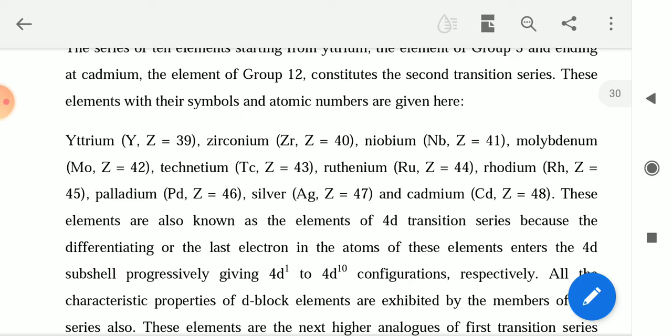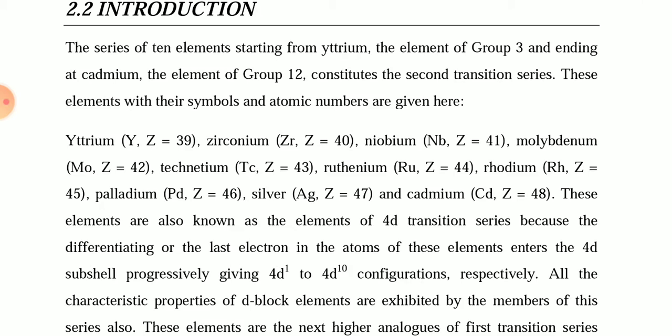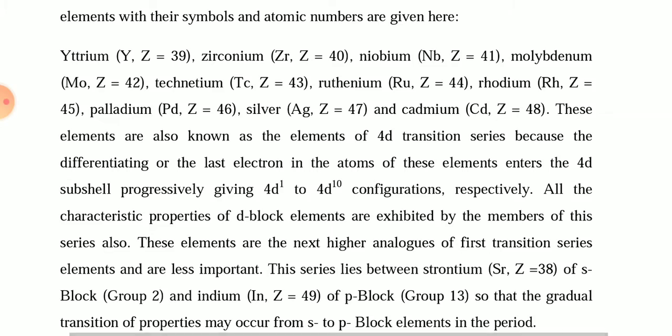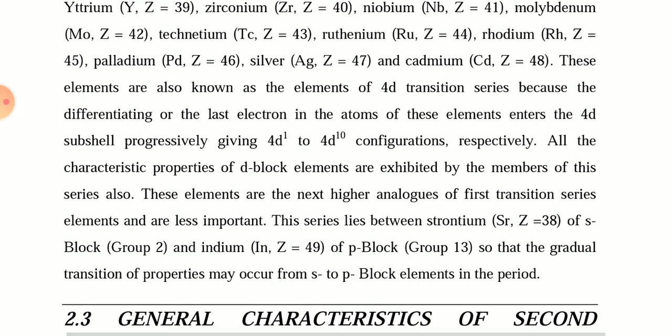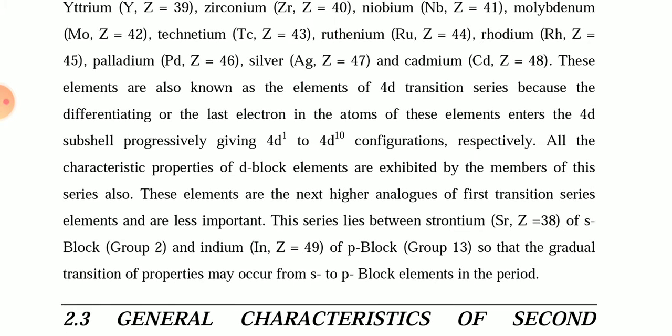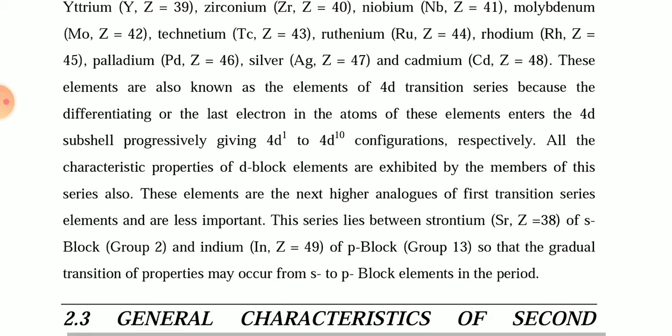So these 10 elements are present in the second transition series of the d block elements. All the characteristic properties of the d block elements are exhibited by the members of this series also, like magnetic property, catalytic property, and variable oxidation state.